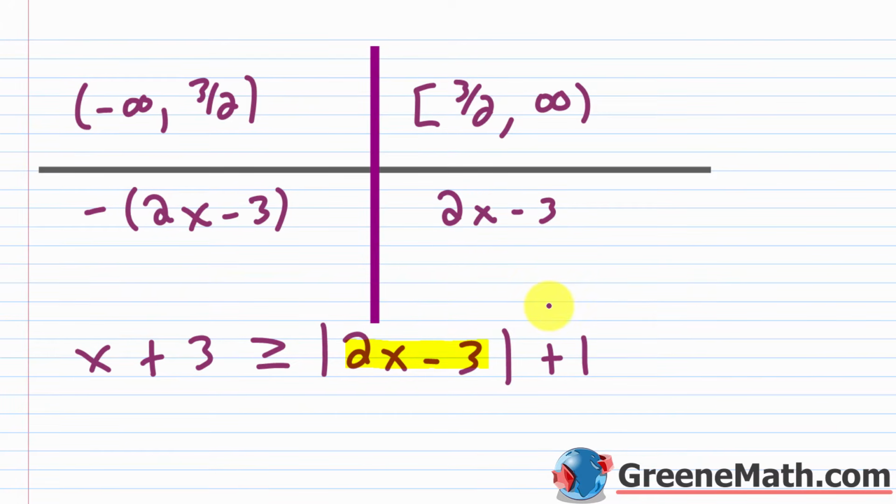So we have our rule, and we just have to solve 2 inequalities. With the first one, I have x plus 3 is greater than or equal to, and we'll replace the absolute value with this, so I have the negative of the quantity 2x minus 3.